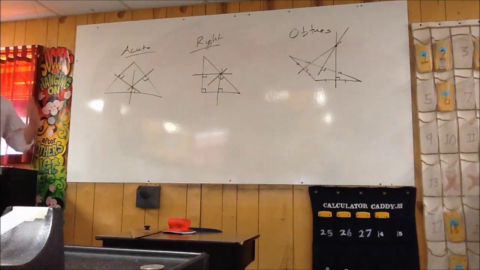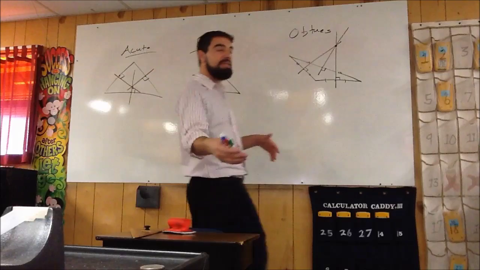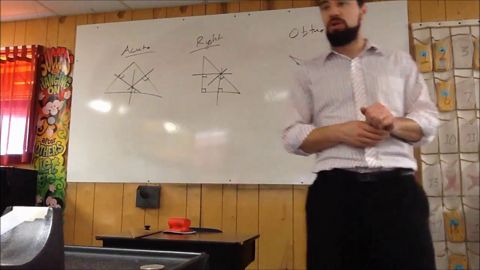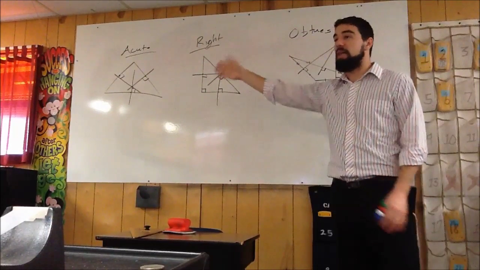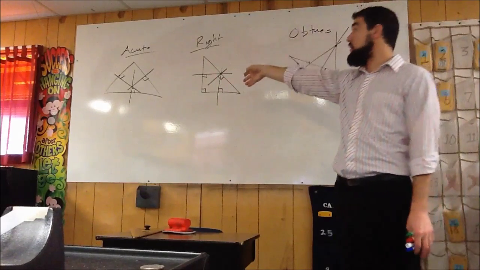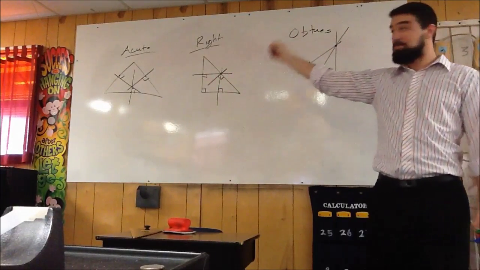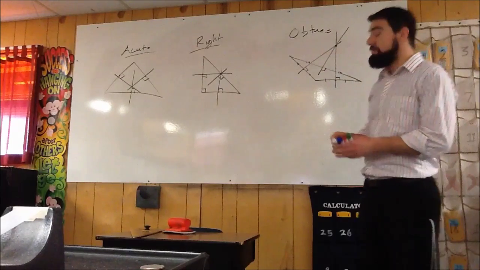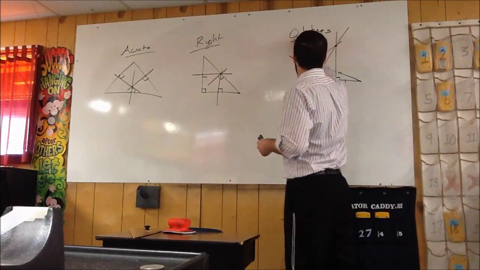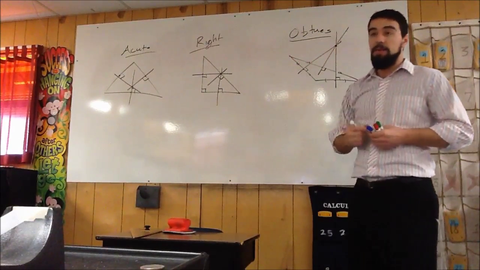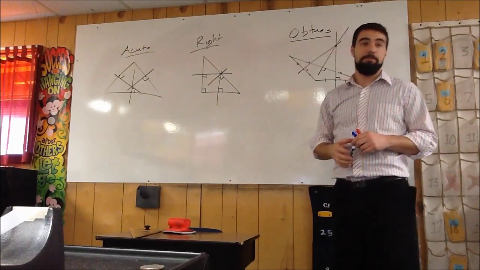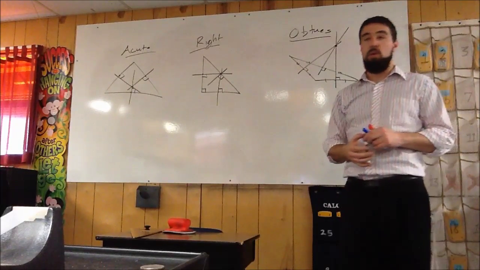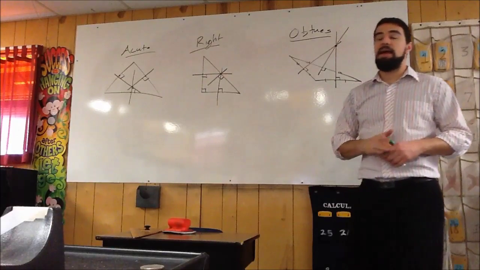So the conjecture that you would make about the type of triangle and the location of the circumcenter is already printed on your point of concurrency chart. If you have an acute triangle, that circumcenter is going to be inside. If you have a right triangle, it's going to be on. If you have obtuse, it's going to be outside. What other point of concurrency works this way? The orthocenter works this way as well.